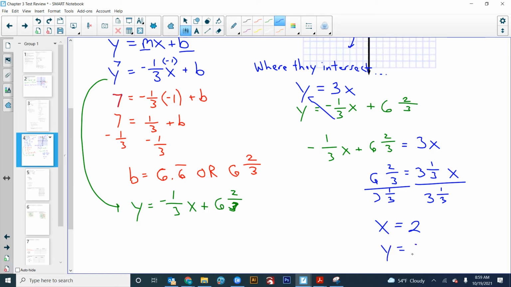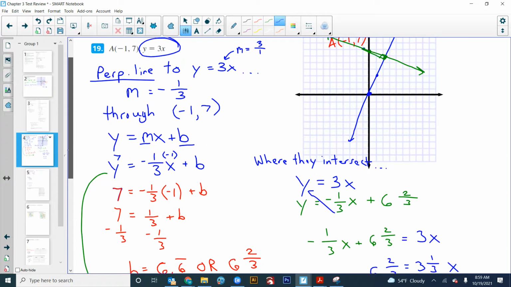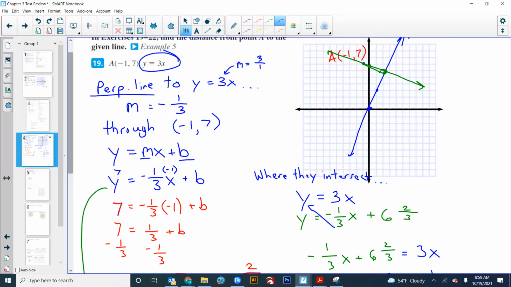Y equals 6. And a lot of this goes back to, I'm glad you graphed this one. I think it helps us to visualize, does that point seem reasonable? 2, 1, 2, 3, 4, 5, 6. Yes, that is reasonable. 2, 6 seems reasonable for where they cross. So now my last step, I don't care about this green line anymore. I'm only using part of it. I'm going from -1, 7 to 2, 6, using the distance formula.